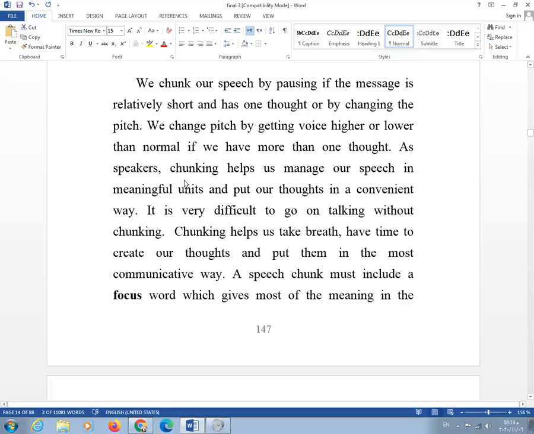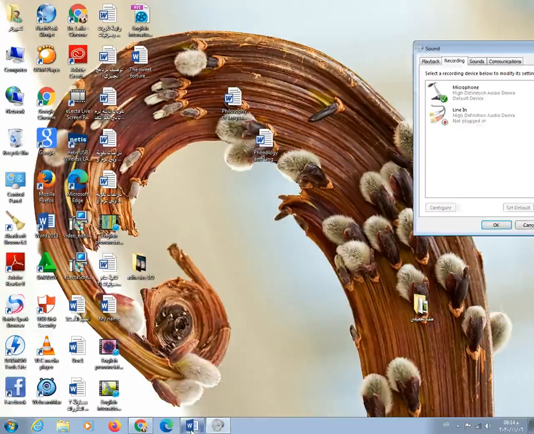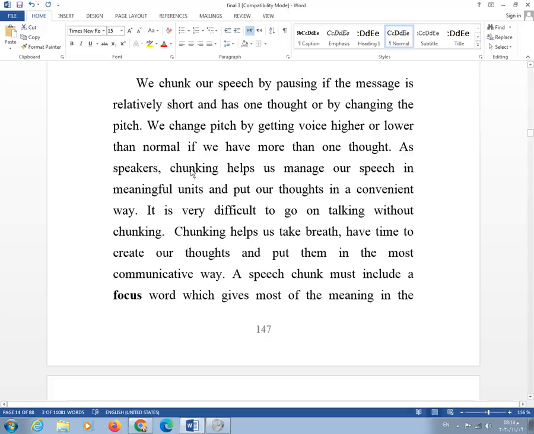هنعرف دلوقتي how to chunk, إزاي أنا بعمل chunking of speech. Understand? I'm checking the mic. Yes, chunks helps us manage our speech in meaningful units. يعني imagine that we keep speaking all the time without pausing and so on. Would our speech be intelligible, understandable? Of course not. فلازم يبقى فيه pausing, لازم يبقى فيه كده some sign posts in order to help us navigate the text and know when each information related starts and when the second or the following one starts and ends and so on.